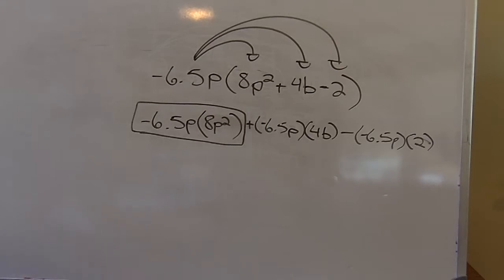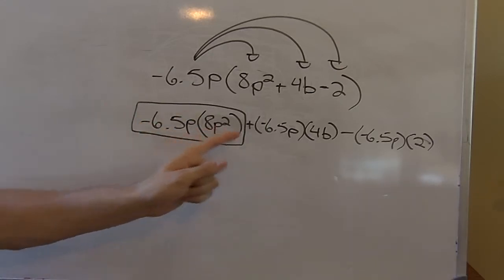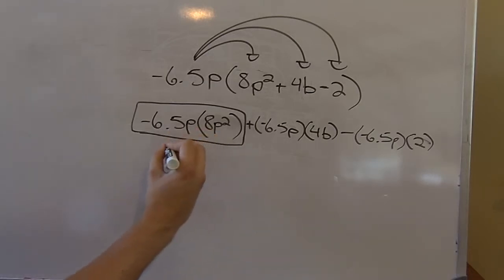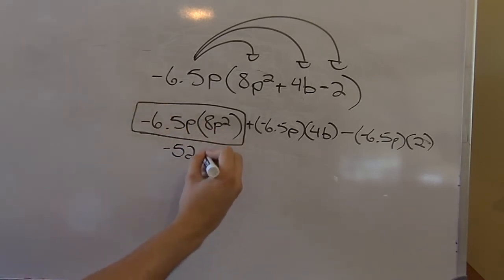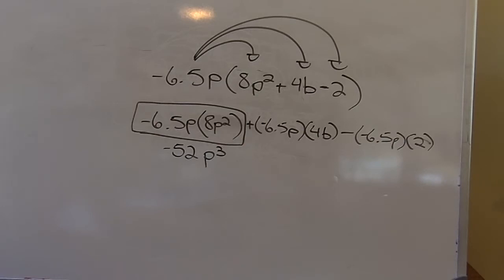I'm going to multiply the things that are easy to multiply together. The numbers are easy to multiply together. The variables are easy to multiply together. Negative 6.5 times 8 is going to get me negative 52. And the p times p squared is going to get me p to the 3rd power. So the result of this is negative 52p to the 3rd power.